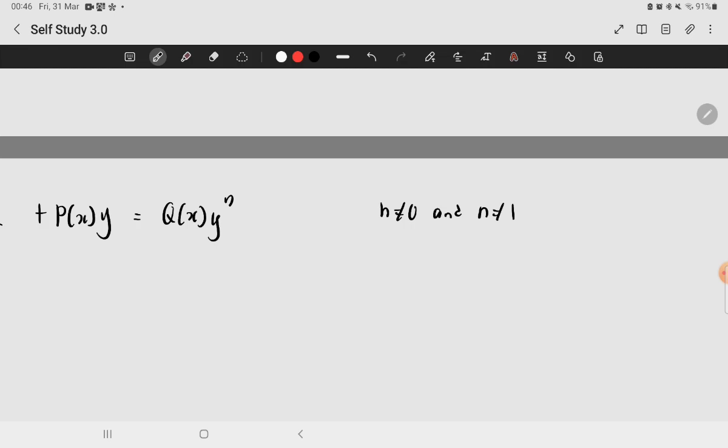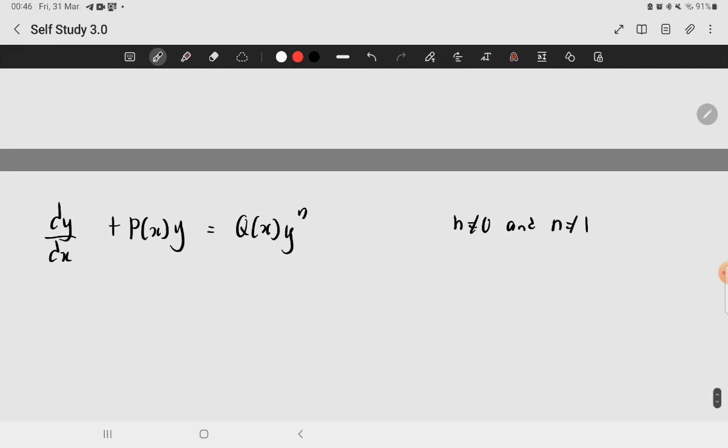This is because, let's say n is 0, then we can solve this by using the integrating factor, because it's a first order linear differential equation. But if n is equal to 1, you can solve it using separable variables, collecting y on the left hand side and x on the right hand side. But Bernoulli's equation is a bit different. I believe that it is from Jacob Bernoulli. So what happens if n is not 0 or 1?